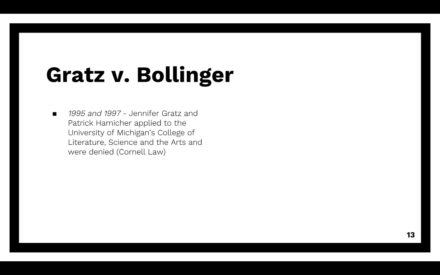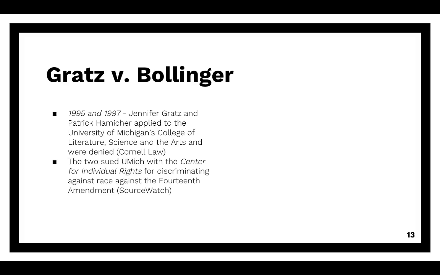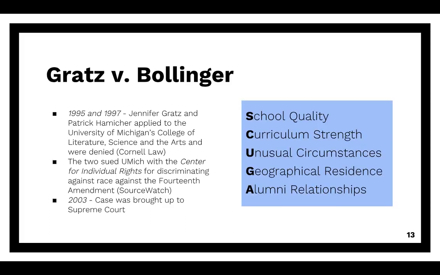In 1995 and 1997, two students were denied admission to the University of Michigan's College of Literature, Science, and the Arts. They sued the school saying that they discriminated against race, which is against the 14th Amendment, with an organization called Center for Individual Rights. This case was brought up to the Supreme Court in 2003, and that's when they took further analysis on how the University of Michigan was admitting students. They had 5 criteria: school quality, curriculum strength, unusual circumstances, geographical residence, and alumni relationships.